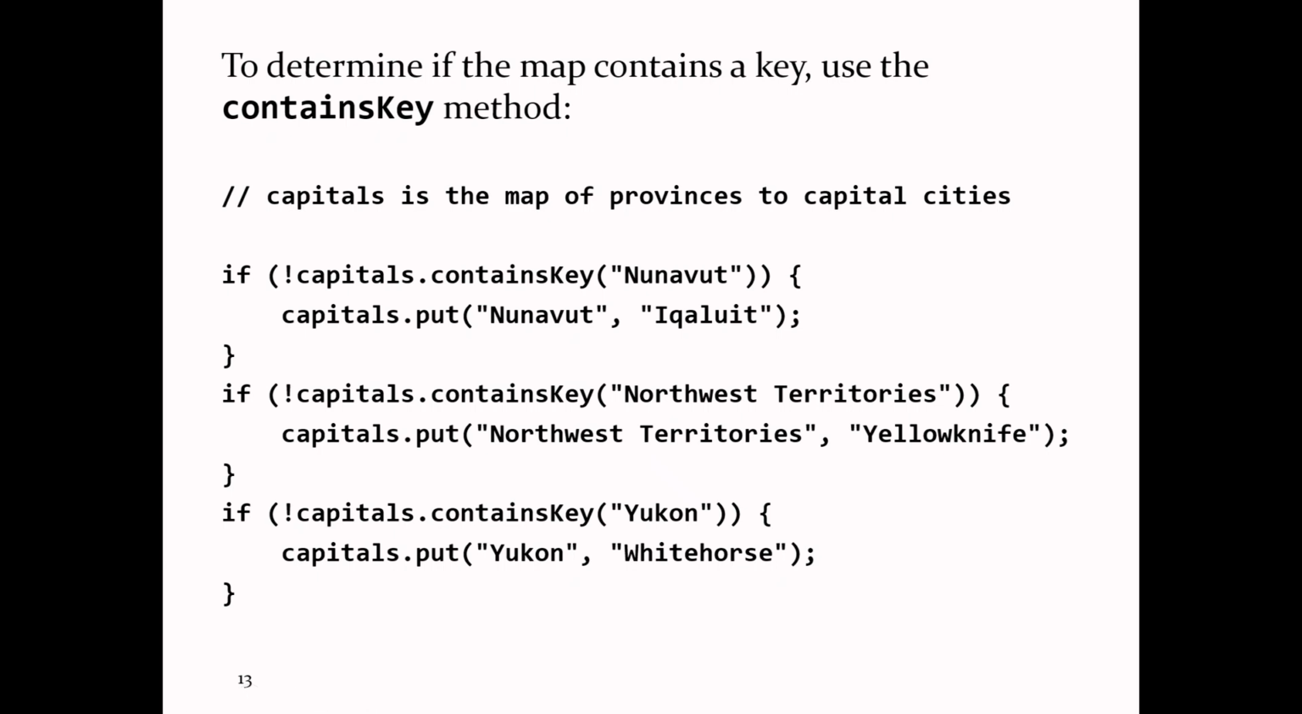So to test whether the map contains a key, you just use containsKey. Here I'm going to test whether the territories are in the map or not. So if the map does not contain the key Nunavut, we're going to put in Nunavut and its capital city, Iqaluit. And we're going to do the same with the other remaining territories. So there's an example of containsKey and put again.